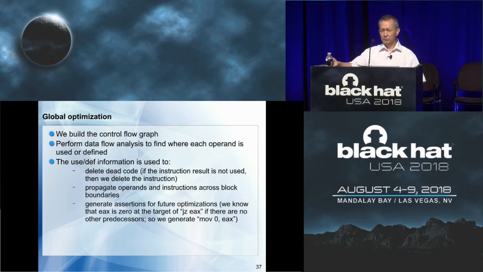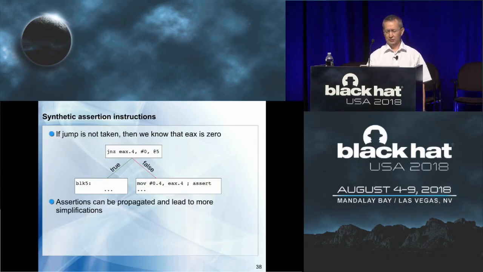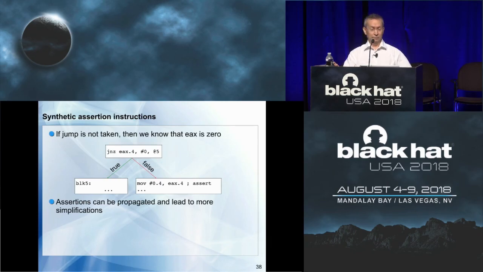We can delete the dead code. For example, at the beginning of a function, we put some value into a register, but this value is never used in the function, and we can delete it from the output. We can propagate operands, and we can generate assertions. Let me show you the assertions. Imagine that we have a conditional jump not 0. If EAX is not 0, then we jump to block number 5. Otherwise, we don't jump. We just continue to the next block.